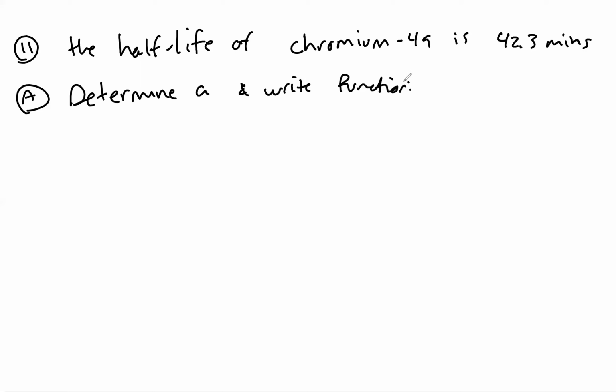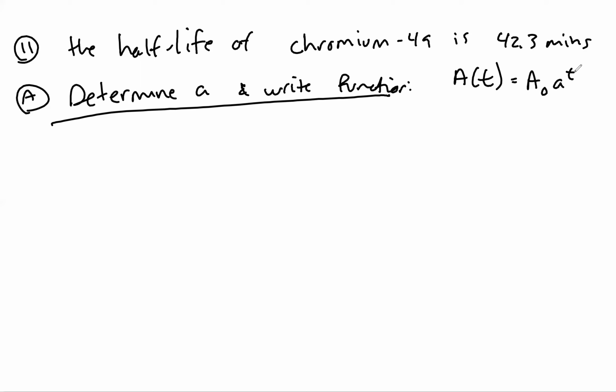Okay, so what we have to do is we have to look back at our problem. And since this is a half-life problem, we're talking about decay. And so we are going to be using this function, A of t equals A sub 0 times A to the t. And so this is the function that we're using, okay? And so we have to find A first, and then we have to use our specific information to rewrite this function. Okay, so let's find A first.